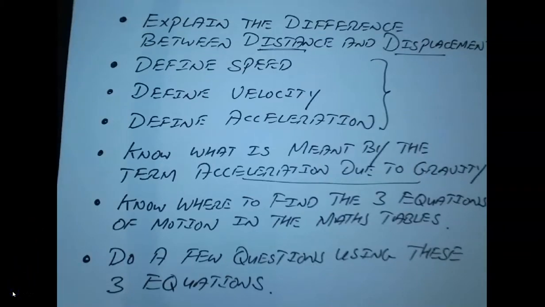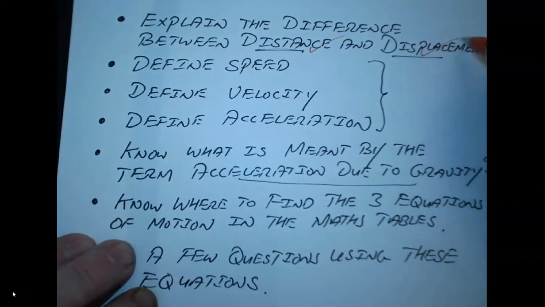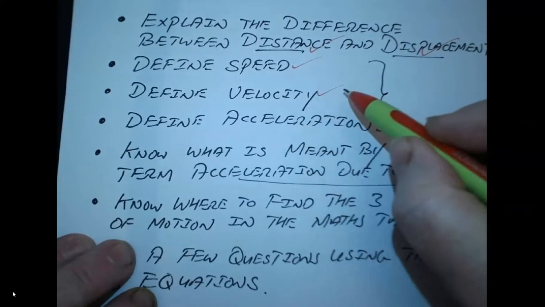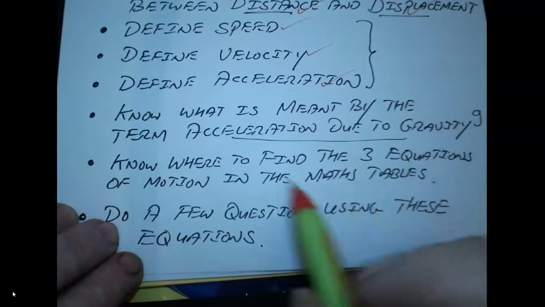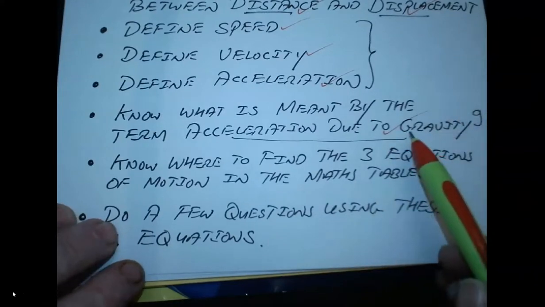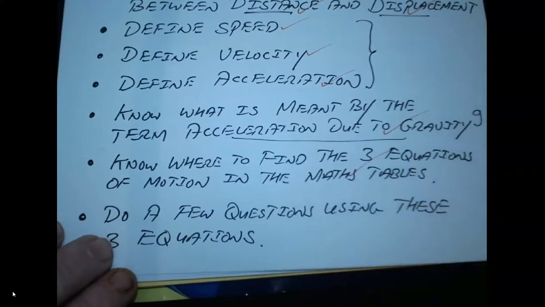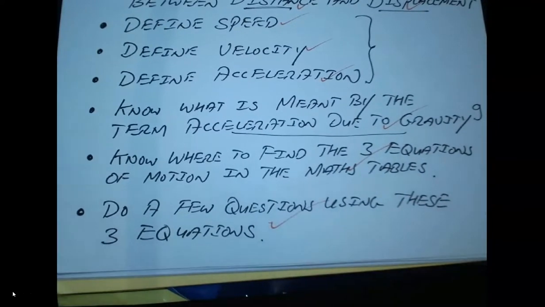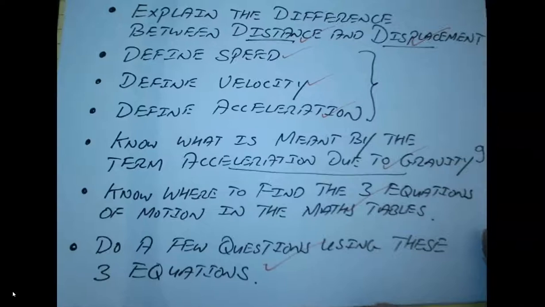So to go back at the end and just look at our little checklist, we looked at what distance was, and more importantly, we looked at the definition of displacement. We said speed was distance divided by time, velocity was speed in a given direction, and acceleration was the rate of change of velocity with respect to time. We had a look at acceleration due to gravity, and we said that is the rate that velocity is gained by an object in free fall. We looked at page 50 of the maths tables where the three equations were, and we looked at a couple of easy enough examples on those three equations of motion. Your job now is to go back through this checklist and just make sure you know all those definitions.